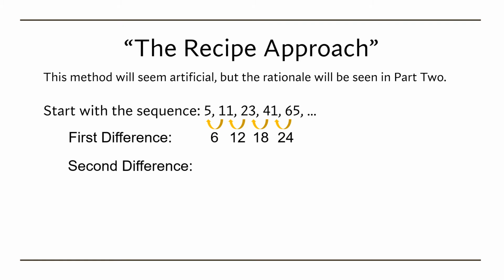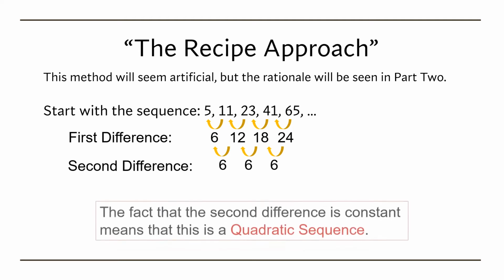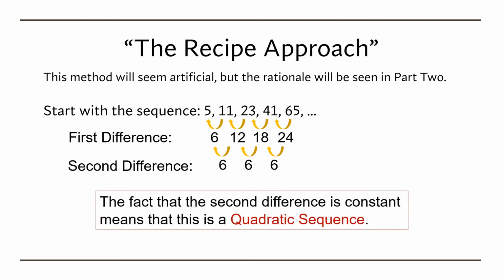And what that looks like is, well, 12 minus 6, that will be 6. And 18 minus 12 will also be 6. And 24 minus 18 will also be 6. That's interesting. In fact, it turns out that because that second difference is a constant number, that means that this is a quadratic sequence.